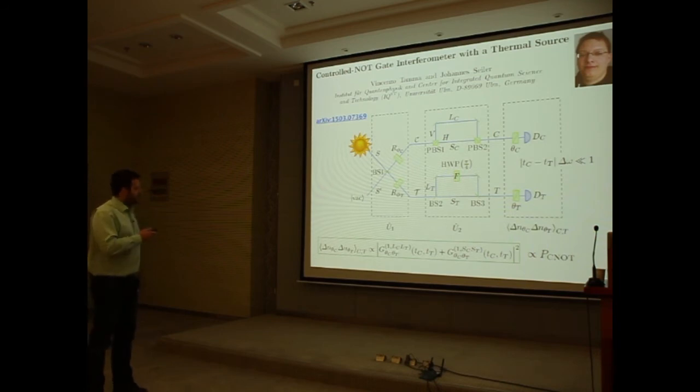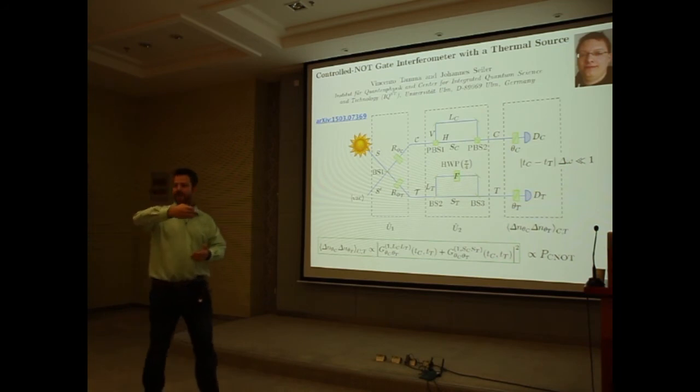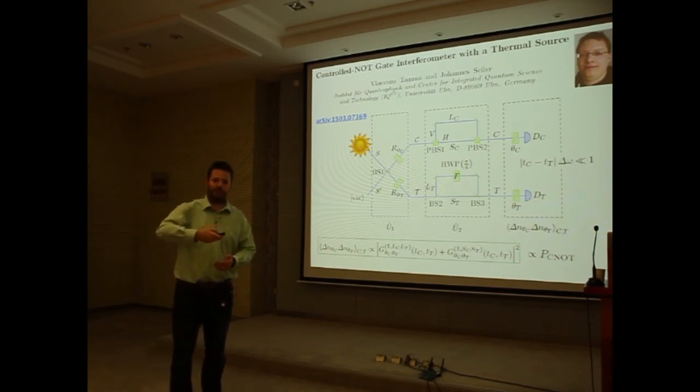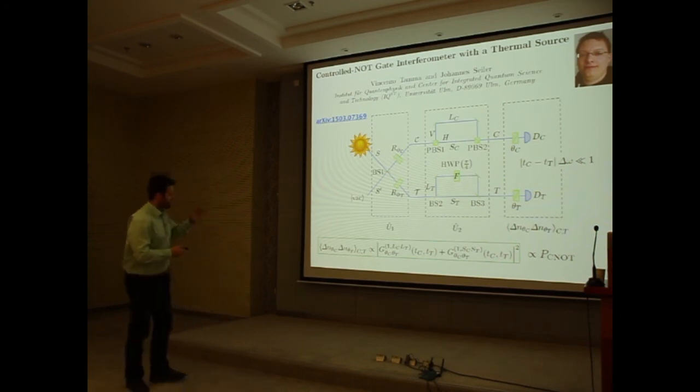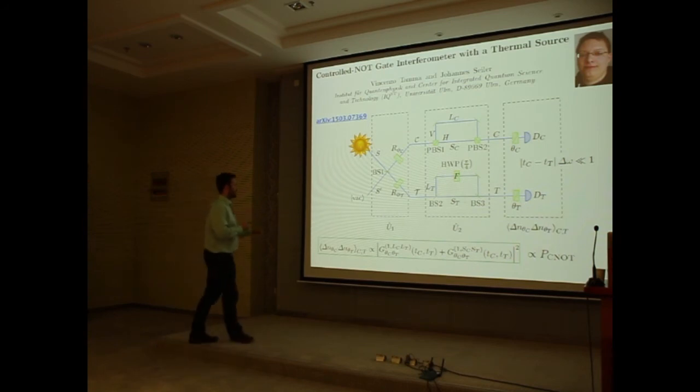And we consider in this paper that is on the arXiv here, did this work with Johannes. So a particular interferometer, we have a thermal source and we do correlation measurement here, but now not in the photon numbers, but in the fluctuations of the number of photons, okay? So let me go just in the detail, just a little bit, so you get an insight.